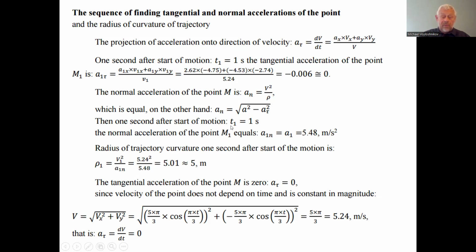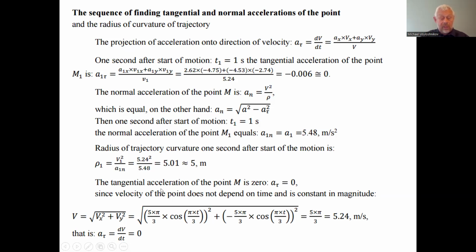Then at the time t equal to 1 second, the normal acceleration is almost equal to the total acceleration, because we have no tangential acceleration. It equals 5.48 meters per second squared. And the radius of trajectory curvature 1 second after the start of the motion is v squared divided by the normal acceleration. The normal acceleration is 5.48, the velocity we got previously is 5.24, squared. The radius equals 5.01, almost 5 meters.